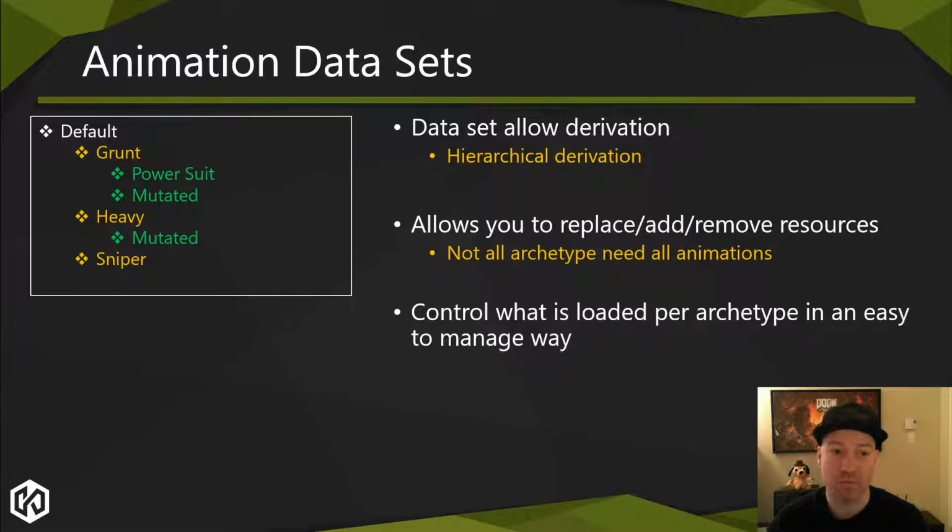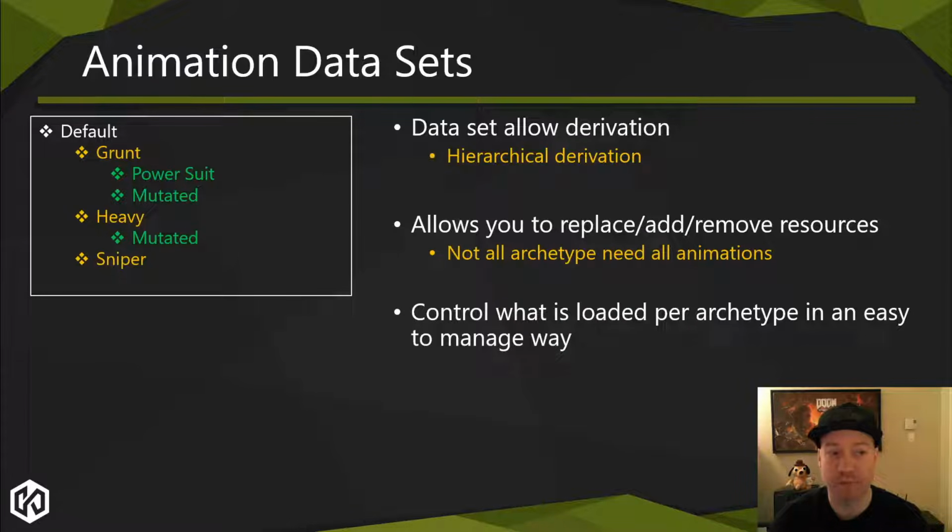Now, what this allows us to do is hierarchical derivation. So we have a default data set that always exists. And then we can derive from it and do something like, hey, I now want to have a grunt, and the grunt will override this set of animation data. And then from the grunt, maybe we have a different variant like the power suit, and he has a different walk cycle. So I just want to override that walk cycle.